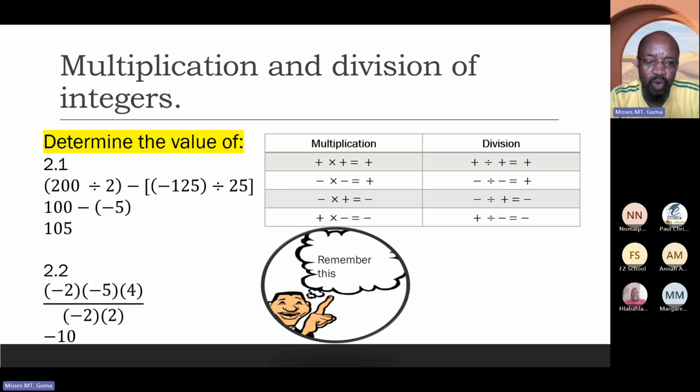It means it must be negative. In 125, how many 25s are there? We have 5 25s. Now, those are going to remain inside the bracket because we have negative 5 following a negative sign. Let's move on and see what we are on about.